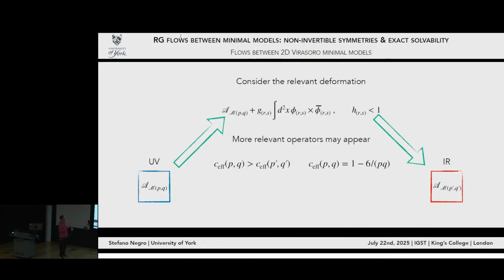And a few things to notice is that in this expression, there might be more relevant operators that appear. This is what Wilson tells us. We need to add all of the possible relevant operators and then check how they behave under the RG flow. So it might very well be that this is just an infinitesimal description out of the UV, but to actually get to the IR, I need other relevant operators to be added to the theory. And another thing which is important is that the effective central charge of the UV has to be bigger than the effective central charge in the IR.